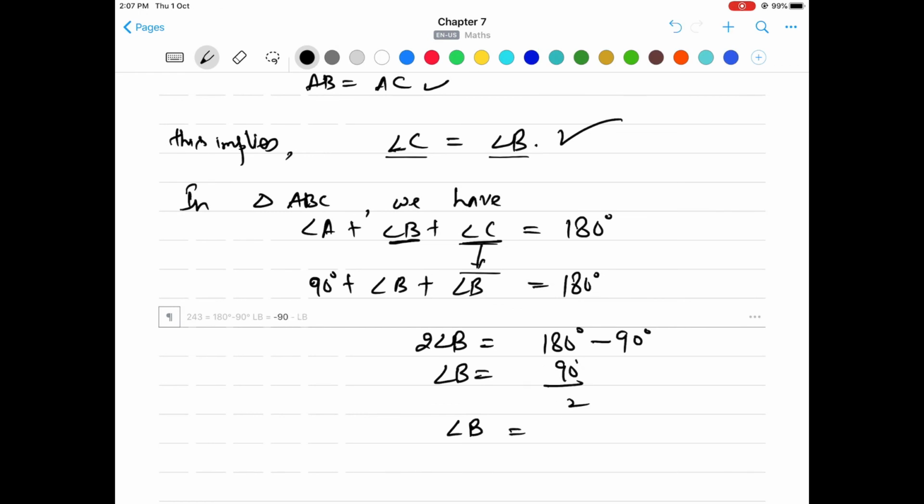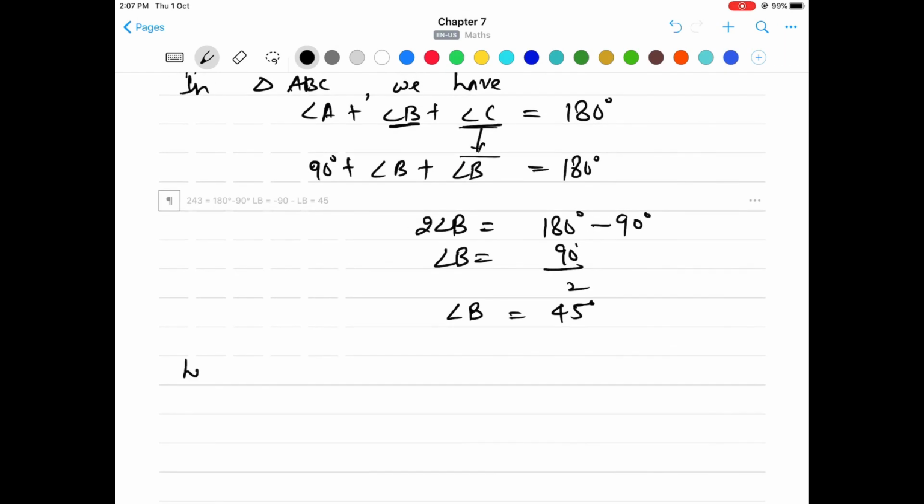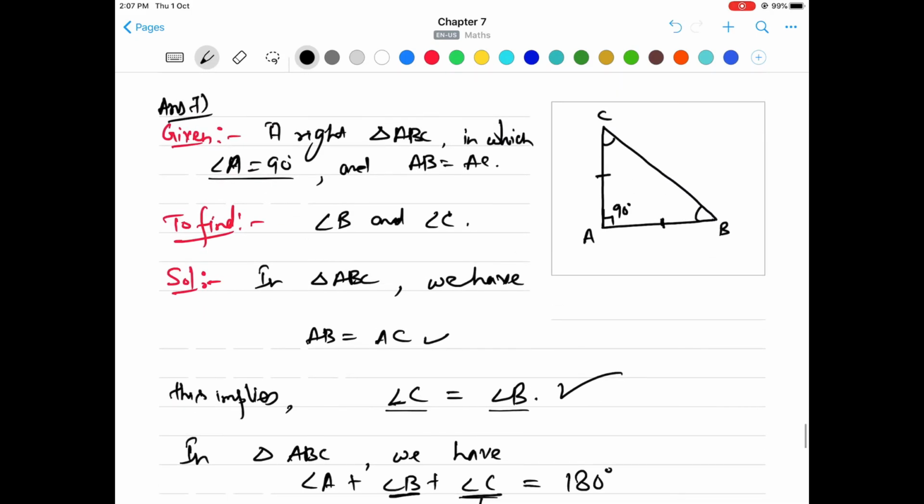Divided by 2 is 45 degrees. Okay, hence angle B is equal to angle C equals 45 degrees, and that's what we are asked to find here, the measure of angle B and angle C.